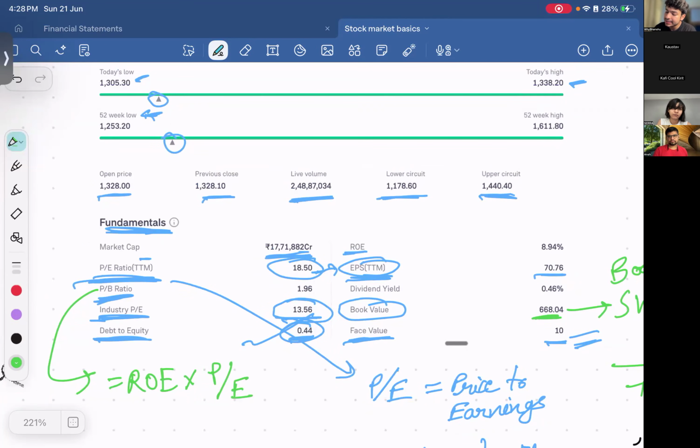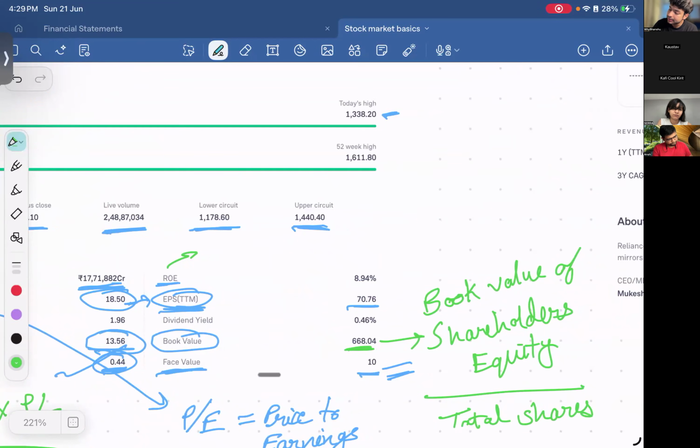There's a nice, neat mathematical relationship: PB ratio is ROE into PE. ROE is what? It's your return on equity. Return on equity, what's a return? Return is basically net profit, right? Like net profit divided by your equity, which is your book value of equity, I guess. Let me just cross check this once. Should do this way. Yep, net income divided by average total equity.